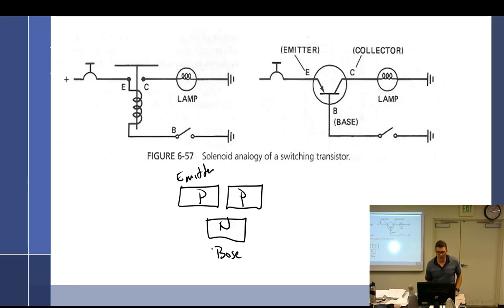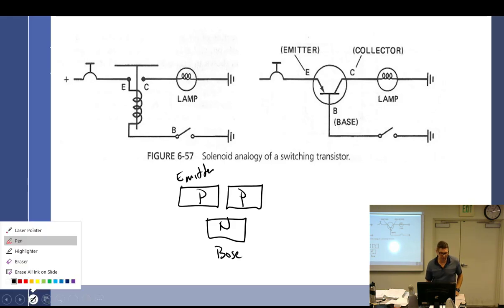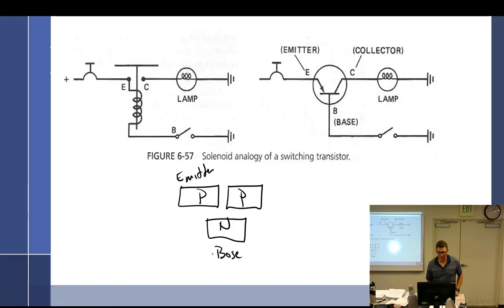And if I can get current to flow from the base to the emitter, if I can get current to flow this way, it's going to be on. And if it's on, then current is going to flow through these two the way I want it to go. So regardless of whether you're thinking conventional or electron theory, let's push that aside for a second and just say, if I can somehow turn on that base to emitter junction, the whole thing works. Everybody follow that?